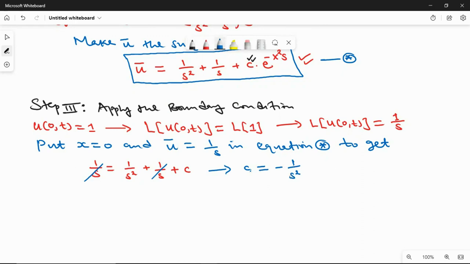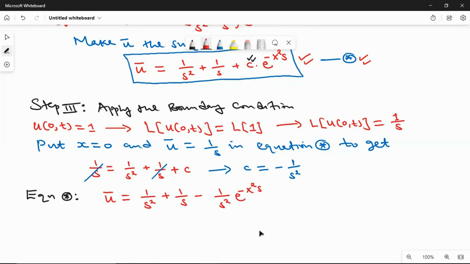So therefore, let's substitute it into equation star. Our equation star now becomes u bar equals 1 over s squared plus 1 over s minus 1 over s squared exponential negative x squared times s.